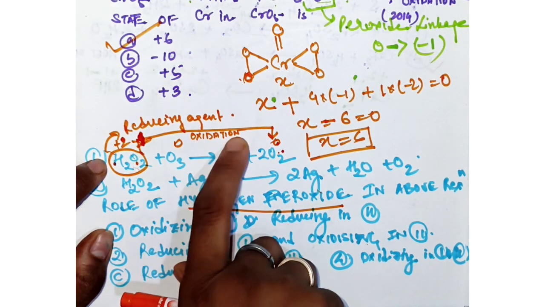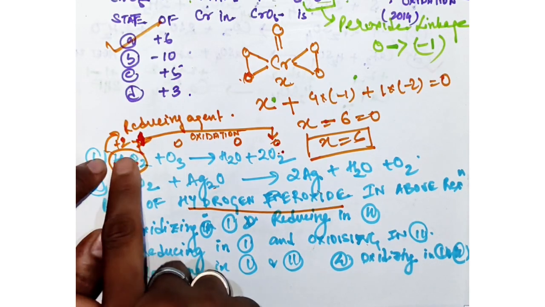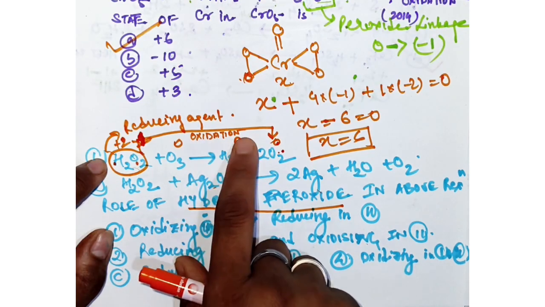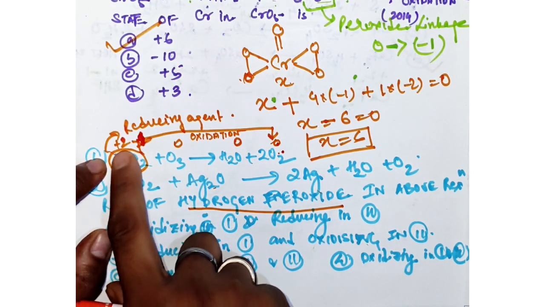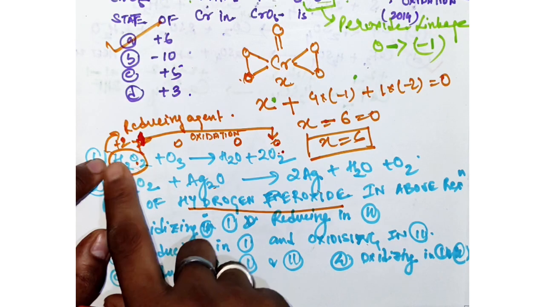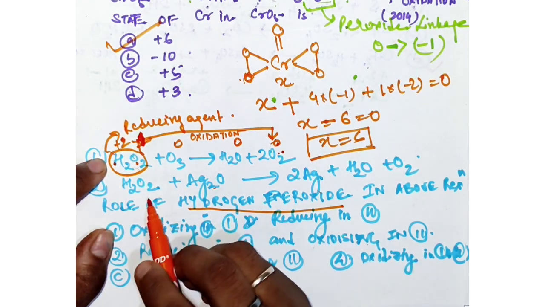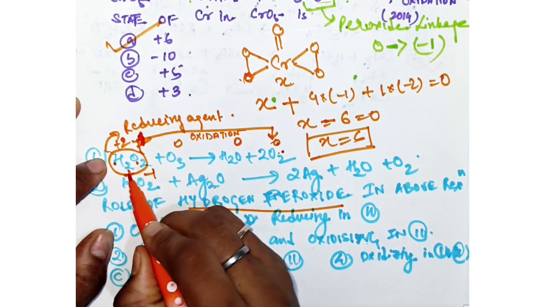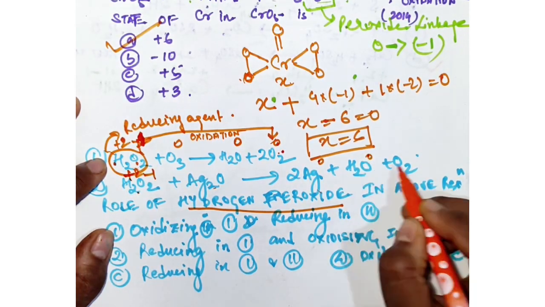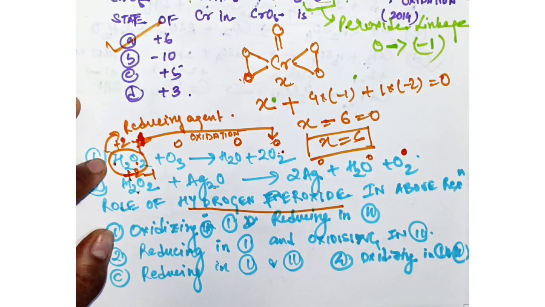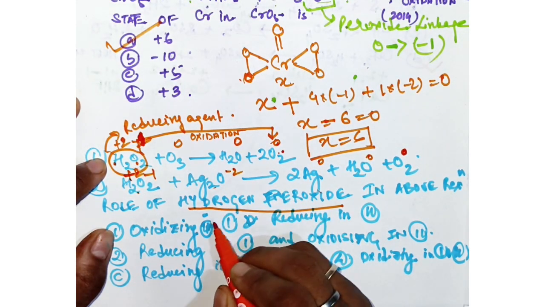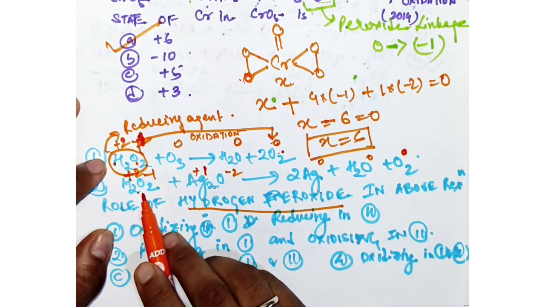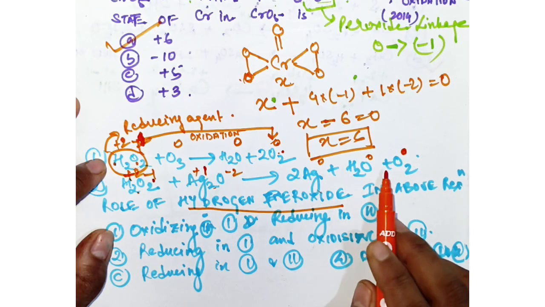Remember that whenever the process is oxidation, the reagent taking part will be reducing in nature. If the process is reduction, then the left-hand side reagent will be oxidizing in nature. Now see again, in this case H2O2 and Ag2O. Again here oxygen is -1, and Ag2O has -2 oxygen, so silver should be +1. What happens to hydrogen peroxide? It is -1, and again it forms 0.